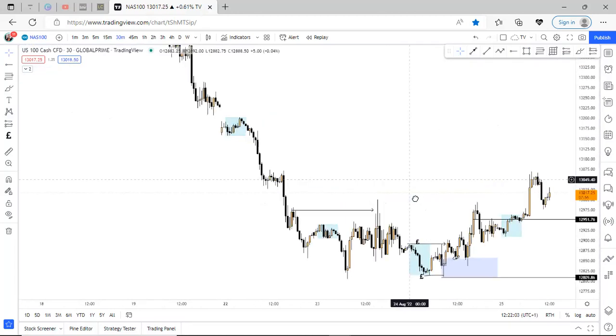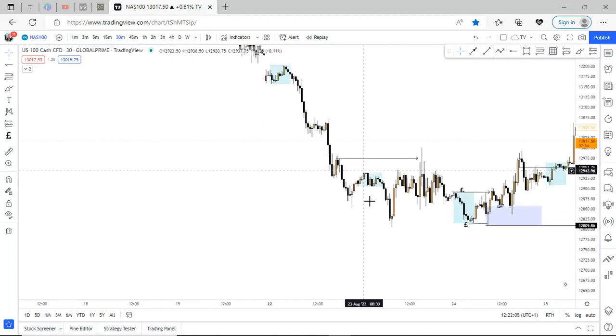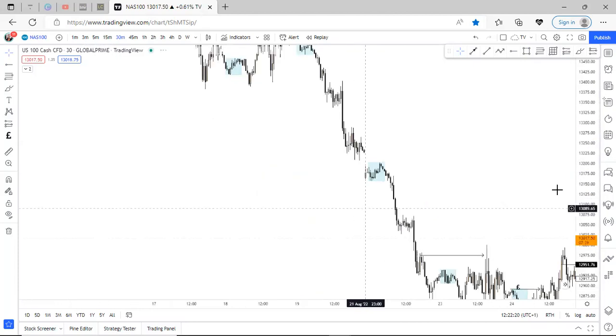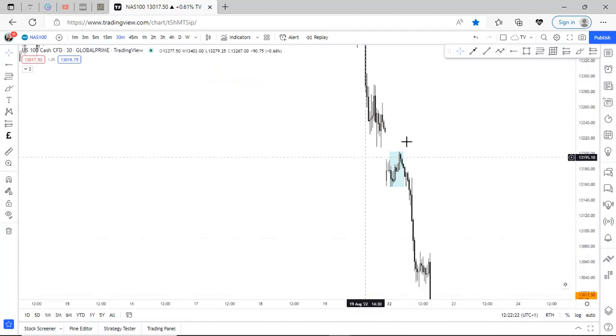It works on indices as well. Just like here, we have the Asian range high and the Asian range low, and just after the Asian session, the low was grabbed. This low liquidity was grabbed. Market pushed up. So as you can see, and let's try to see another pair. Right here, it didn't work out.